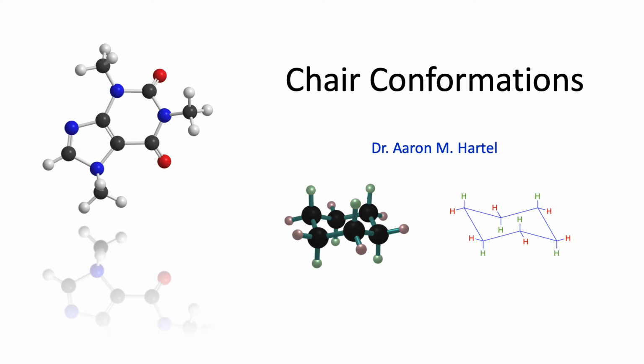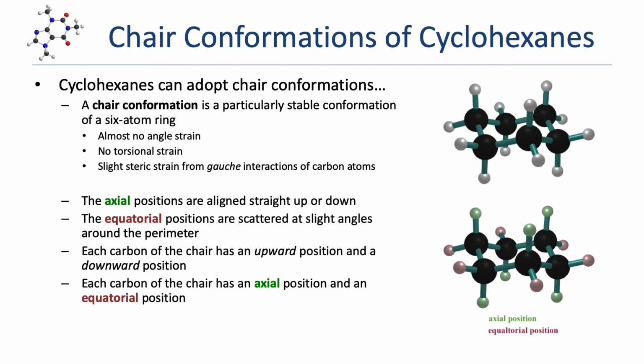In this video, we're going to look at the chair conformations for six-membered rings and how to draw these chair conformations and manipulate them in two dimensions. Remember that cyclohexanes and other six-membered rings can adopt this very special chair conformation. A chair conformation is just a very stable conformation for any six-atom ring.